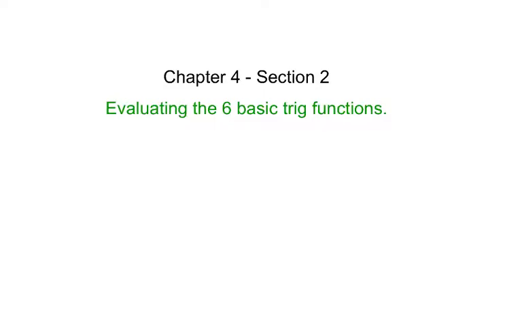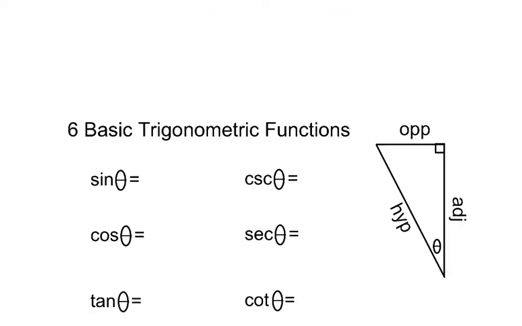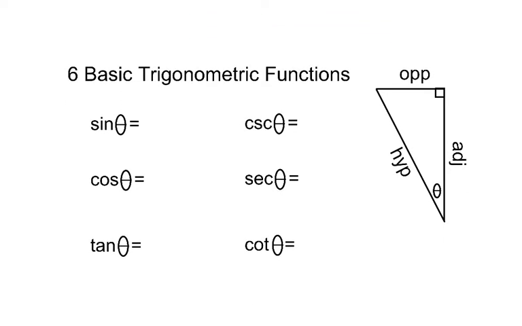Alrighty, so here we are with Chapter 4, Section 2. We're going to evaluate the 6 basic trig functions, and we're going to be introduced to the unit circle. So let's see, our 6 basic trig functions. Hopefully we recognize these 3, okay? Turns out that these 3 are the flip of the first, so we'll go over how that goes.